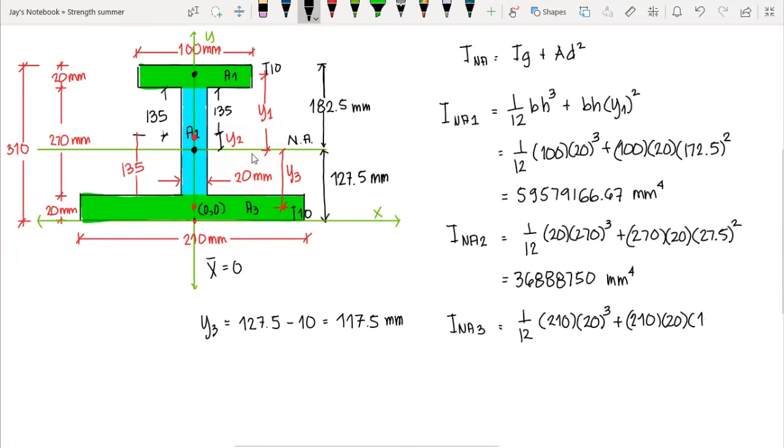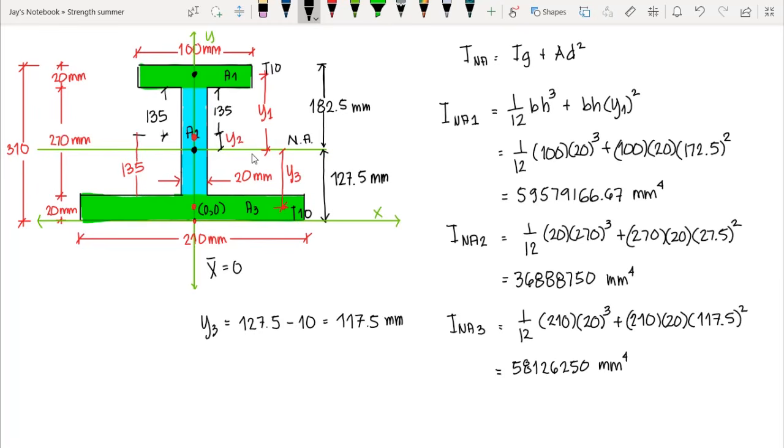So we have 117.5 squared. So we have our inertia of our section 3 transferred to our neutral axis. We have 58,126,250 millimeter to the fourth.